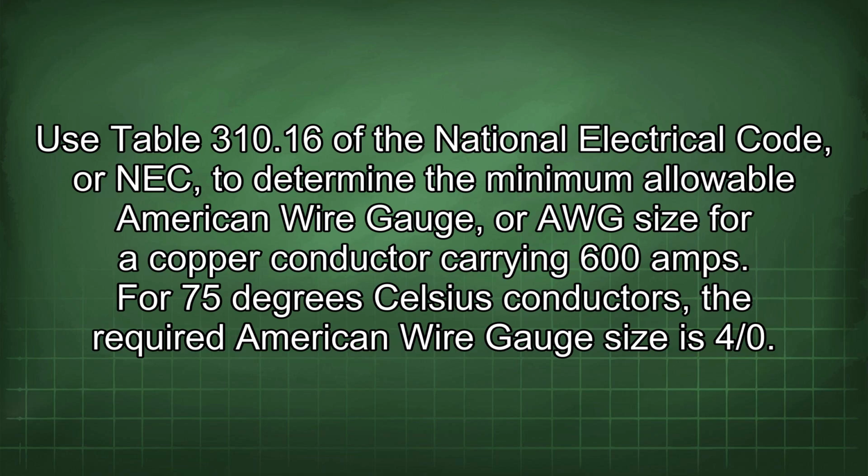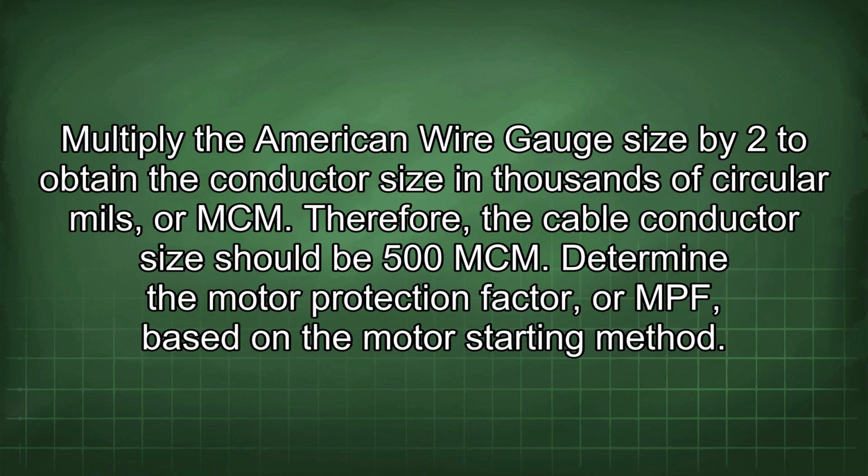For 75 degrees Celsius conductors, the required American wire gauge size is 4/0. Multiply the American wire gauge size by 2 to obtain the conductor size in thousands of circular mils, or MCM. Therefore, the cable conductor size should be 500 MCM.